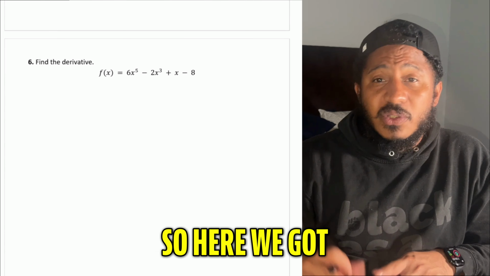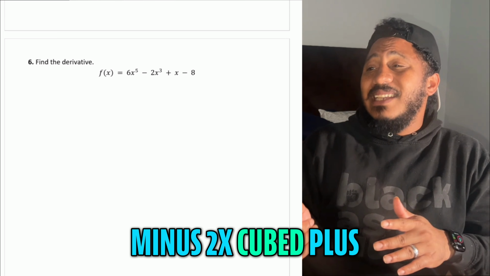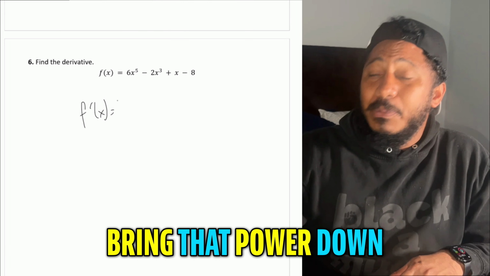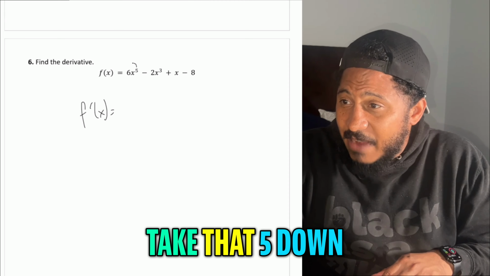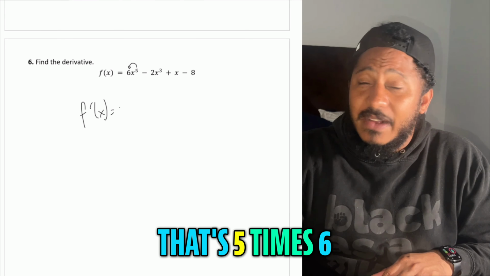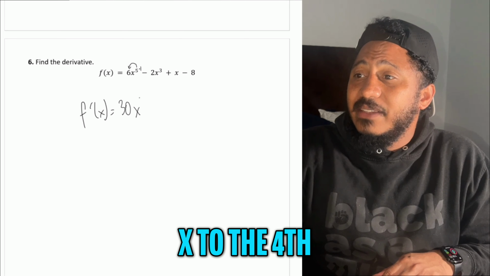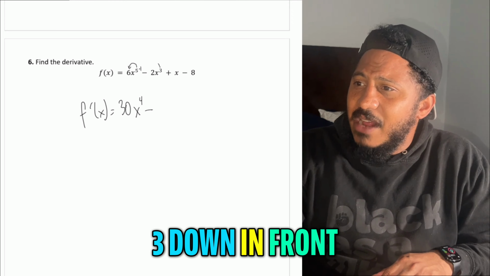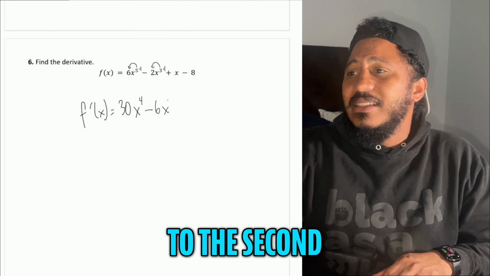All right, let's try another one. So here we've got a similar thing going on. Find the derivative of f of x equals 6x to the 5th minus 2x cubed plus x minus 8. So again, for f prime of x, we're just going to bring that power down in front and subtract 1 from the power. Here, take that 5 down in front and multiply it by the 6. 5 times 6 is 30, x to the, and then subtract 1 from the power, x to the 4th. Same thing here, minus, and then bring the 3 down in front. 3 times 2 is 6, x to the, subtract 1 from the power, to the 2nd.